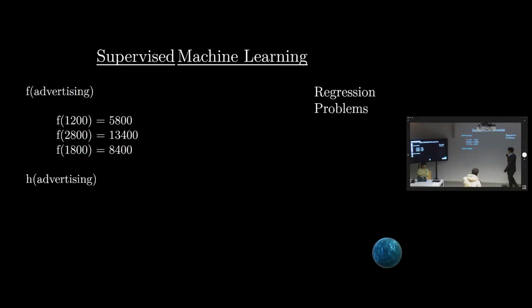Now, let's move to another type of problem in supervised machine learning, what we call regression problems. Instead of classifying, maybe I want to know some exact value. For example, if I'm a businessman, I'd like to know, knowing the amount of money that I put in advertising, how much revenue I get. For example, if I put 1,200 euros into advertisement, I get 5,800 euros as revenue. And this is data that I myself inputted.